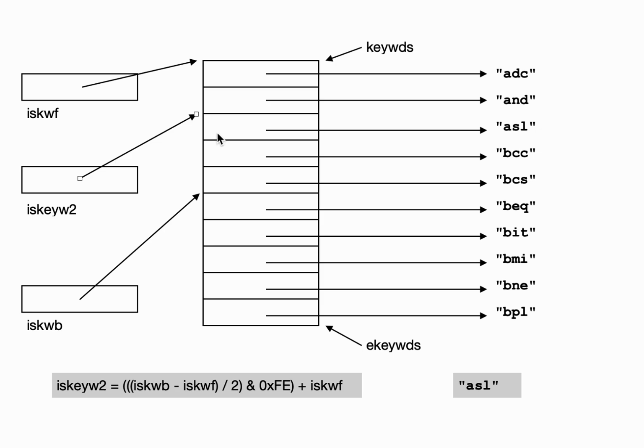And now we compare what we're looking at with whatever this thing is pointing to and ASL. Ah, we found it. So good, we've recognized that ASL is a keyword because it's in the keywords table.